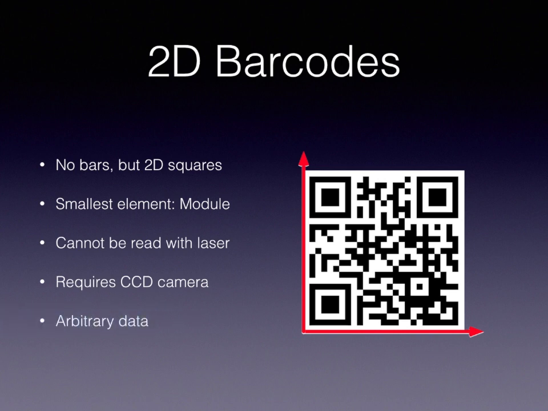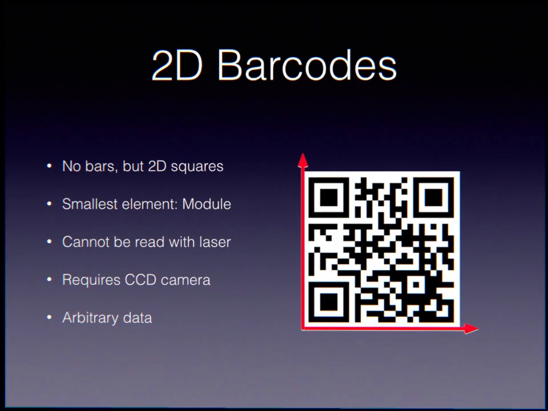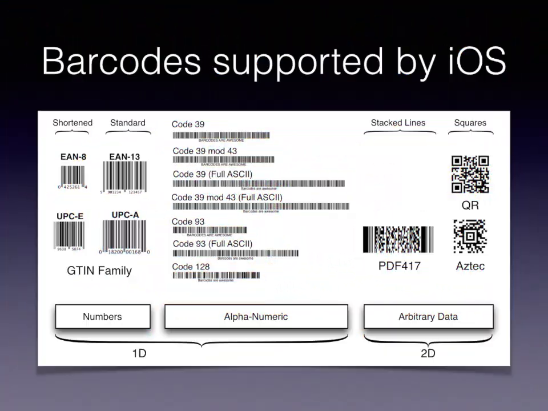And the big advantage of 2D barcodes is you can represent any arbitrary data with them. So I've seen QR codes that were containing a WAV file of a sound recording. Yeah, you could even do that. So let's have a look at the kind of barcodes that are supported by iOS. I've categorized them by 1D, 2D, and what they are able to represent.